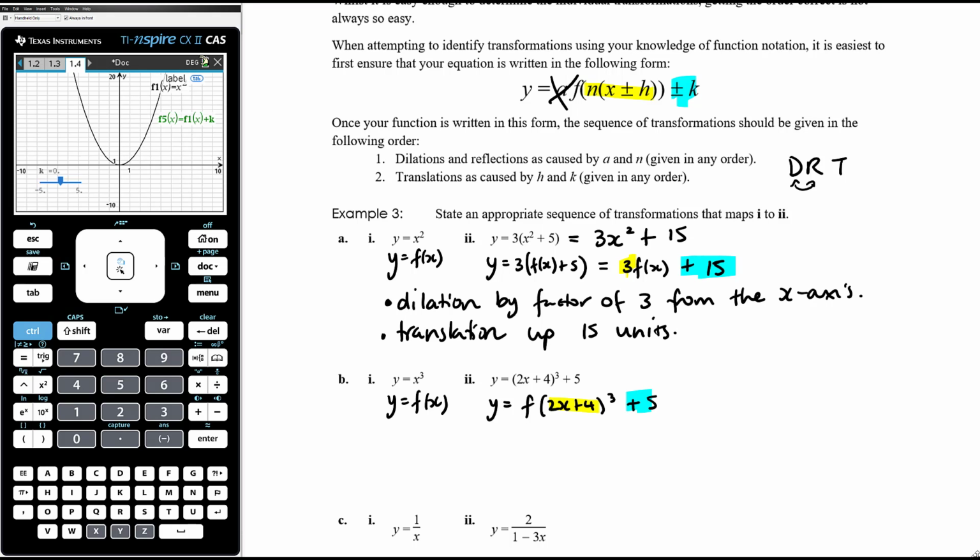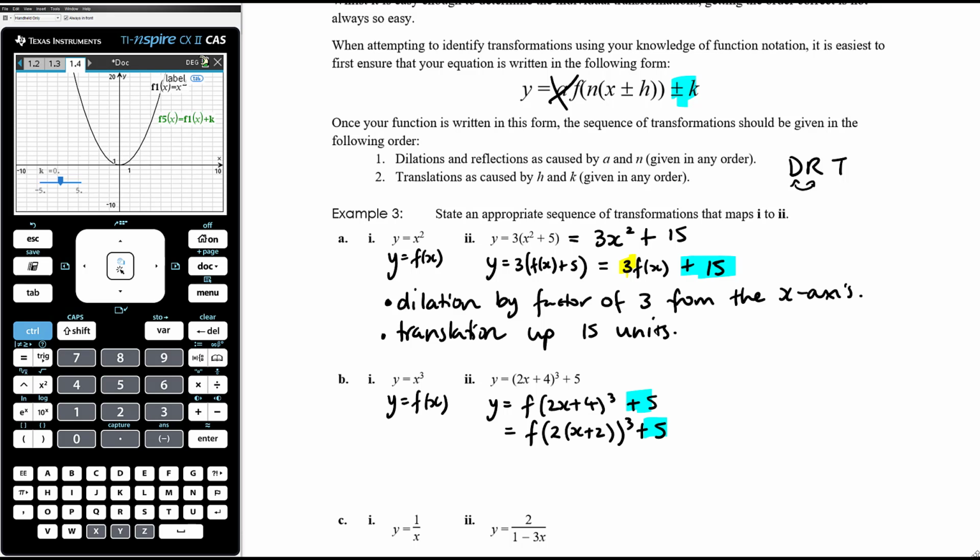You must factor out the coefficient of x, even if it means creating fractions, but it must be factored out if you're going to correctly read off the translations and reflections. So if we're to correctly read off the translation, we have to have the n value factored out. So it has to be written as 2 times x plus 2, all cubed, plus 5.